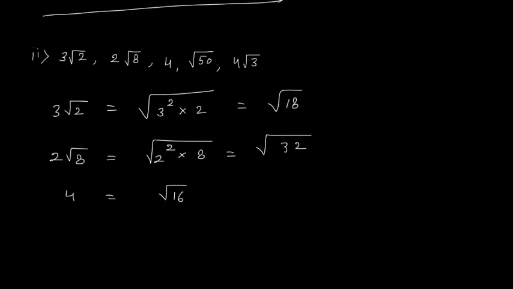Then you have root 50. So this is already in root. And then you have 4 root 3. So you can write as root of 4 square into 3. That is 4 4s are 16, 16 3s are 48.